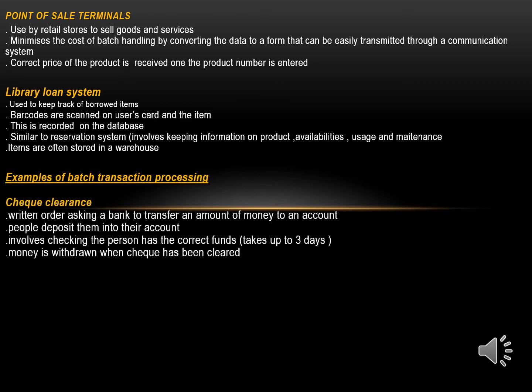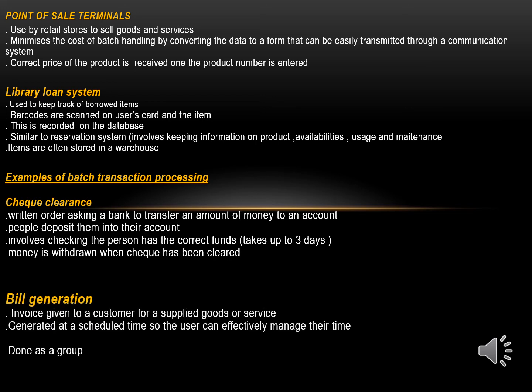Examples of batching process: check clearance and bill generation. Check clearance: a written order asking a bank to transfer an amount of money to an account. People deposit them in their account. It involves checking that the person has the correct funds. Money is withdrawn when the check has been cleared. Bill generation: an invoice given to a customer to pay for supplies, goods or services. Generated at scheduled times, so the user can effectively manage their time, done as a group.